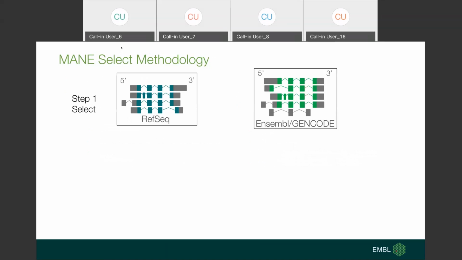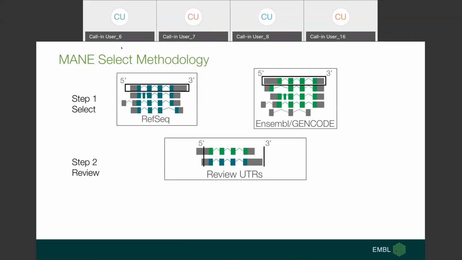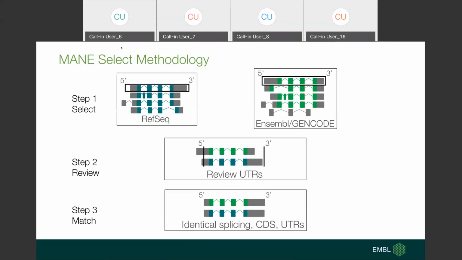And so the goal here, in a more user-friendly display, is you start out by having your 2 sets. You have the RefSeq set and the Ensembl GenCode set. You have your pipelines that then select 1 transcript at each locus. We then review and compare the pipeline results, and the review might help us realize that there are differences at the UTR level. We then end up in an effort to match and to make these transcripts identical, and they must be identical at the splicing, at the CDS, and at the UTR level. Again, to make it MANE, it must be matched and synonymous.